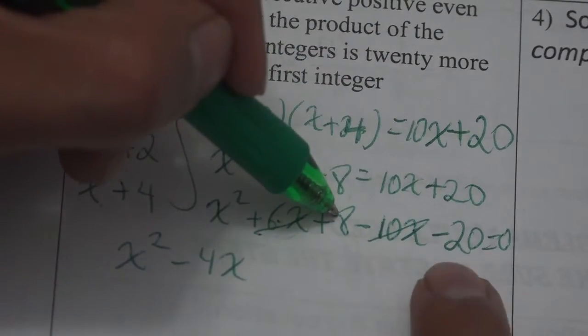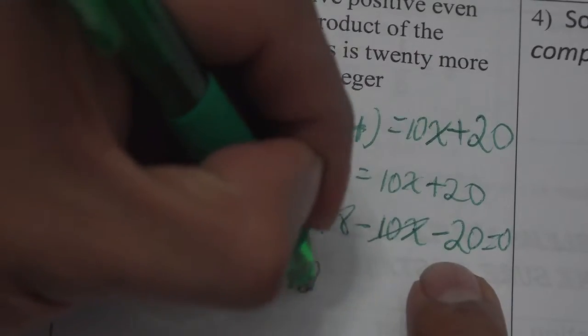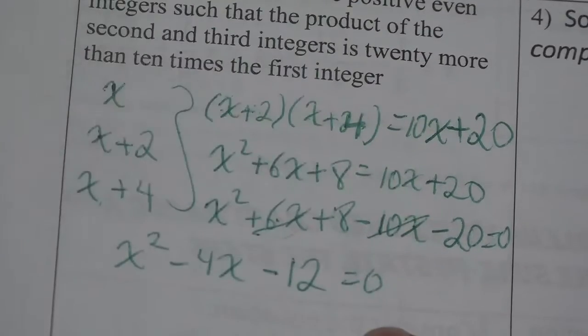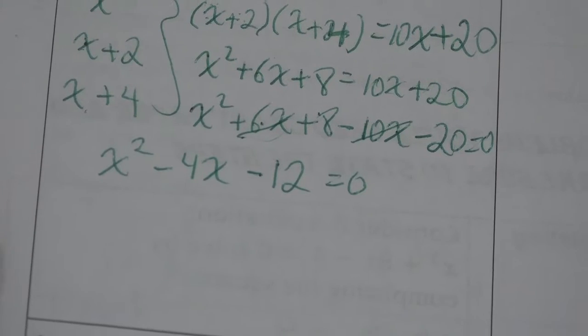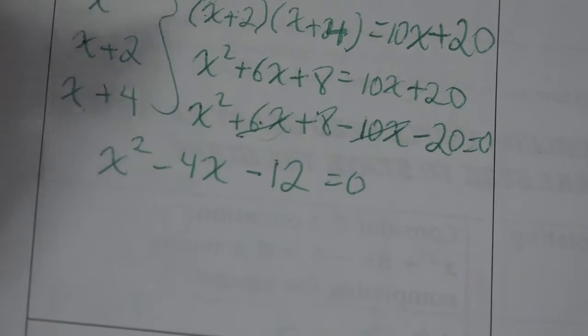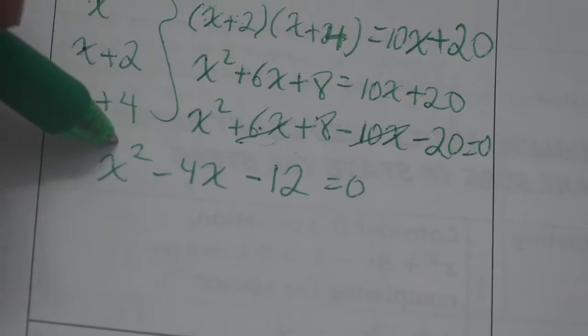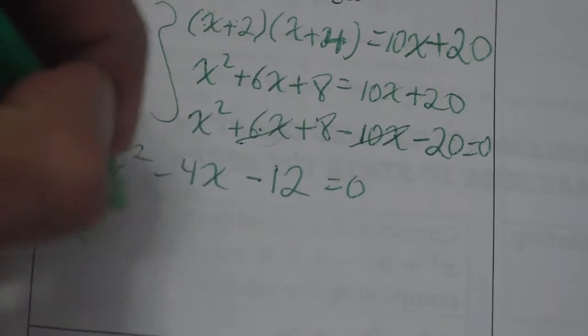8 goes with negative 20, so that's minus 12. And that is equal to 0. Now, I am going to factor. First, I need to find the GCF. There is no GCF, so then I just open the little parentheses.